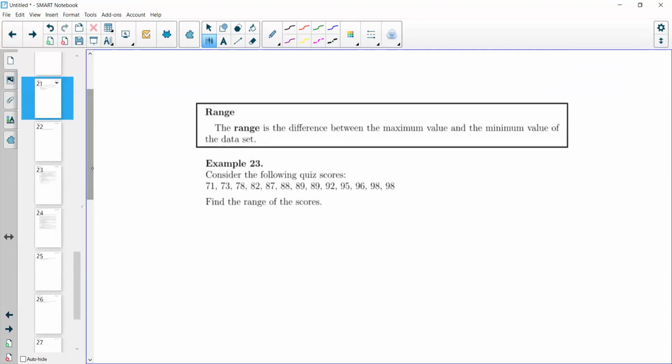That brings us to our next. The range is the difference between the maximum value and the minimum value. So we have some quiz scores here listed, and they've been nice and listed them from smallest to largest for us. What's the range? Well, we take the maximum value of 98, we subtract the minimum value of 71, 27. This is one way to tell us how spread out the data is. Any questions on range?